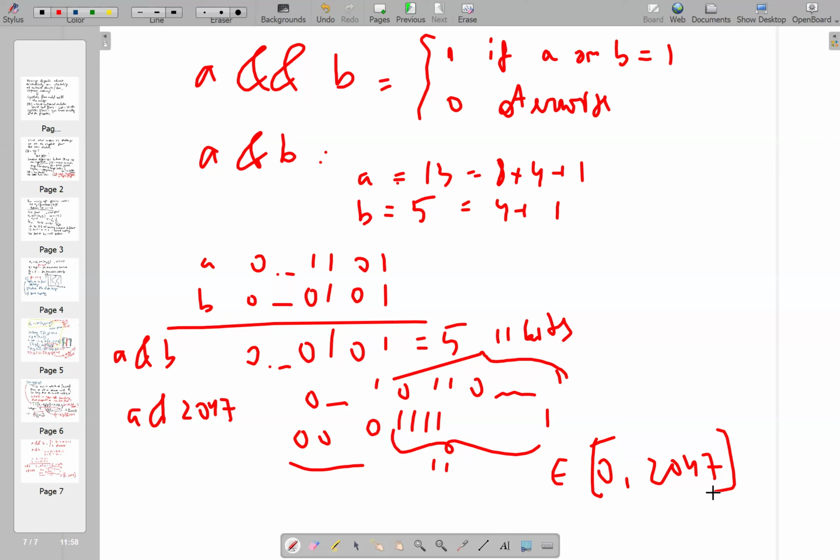Raise your hand if you are, I can try to explain it once again, but raise your hand if you understood how it works. One hand and not more. Maybe I need to explain once again. Okay.